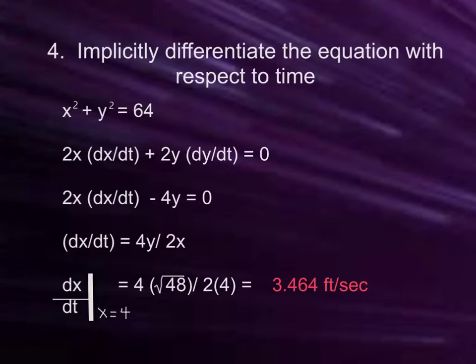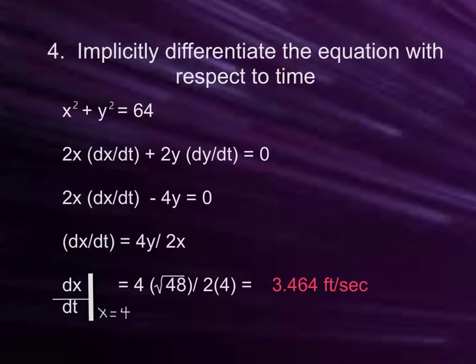The fourth and final step is to implicitly differentiate the equation with respect to time. When you take the derivative of x squared plus y squared equals 64 with respect to time, you get 2x dx/dt plus 2y dy/dt equals 0. Now, plug in the rate of -2 feet per second for dy/dt, and you get -4y. In the following step, solve for the rate that x is changing to get 4y divided by 2x.